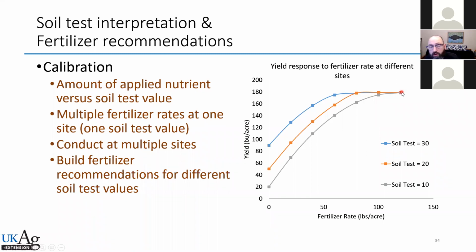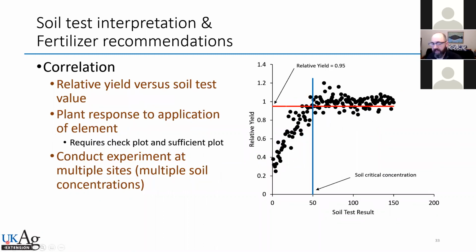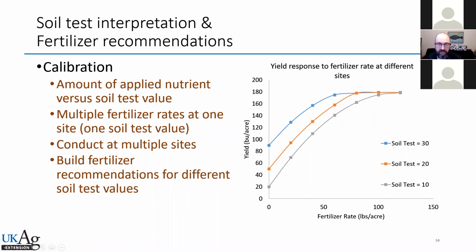One of the things that's important to point out is even on a low fertility soil, I can get to maximum yield, all other things being equal, just by adding some more fertilizer. A plant takes up potassium from the soil and from the fertilizer. The higher the soil test, the more of that nutrient is coming out of the soil versus from the fertilizer. So that's correlation. Here's calibration. That's how we come up with our recommendations.